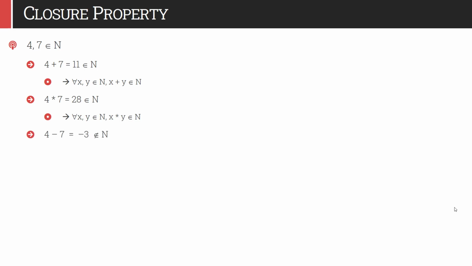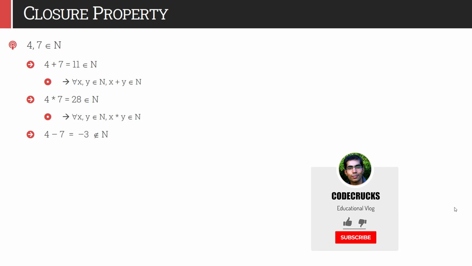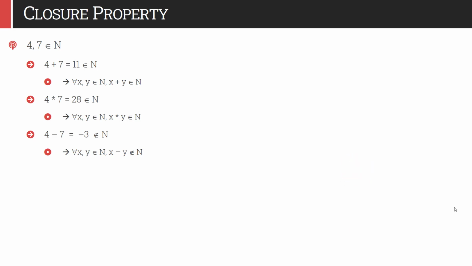Let us consider the subtraction operation. 7 minus 4 is 3, so 3 is in N. But it doesn't mean that the set is closed under subtraction, because when we do 4 minus 7, it results in minus 3, and minus 3 is not part of N. So this is not true, and hence N is not closed under the subtraction operation.